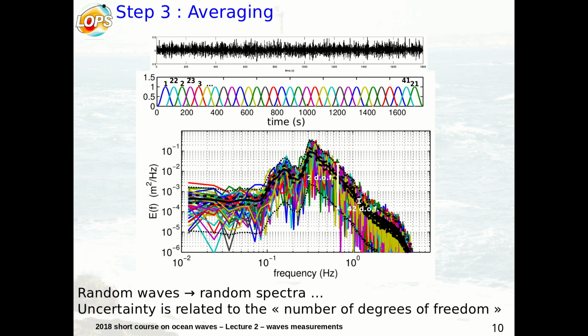And a single spectrum has a variation of 2 orders of magnitude. So at a given frequency, you only know the spectrum within a factor of 10. So you need to average the spectra a lot to reduce that interval of confidence.